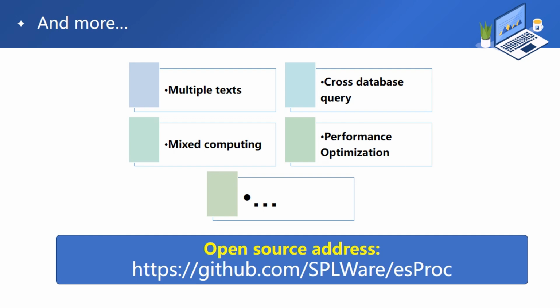Of course, SPL's capabilities go far beyond that. SPL also supports various text formats such as JSON and XML, cross-database queries, and mixed computing between databases and other non-databases, supports big data or complex computing, and SPL's computing power can also be used to optimize SQL performance. We will gradually introduce these contents in later topics. SPL is an open source software that can be obtained from GitHub.